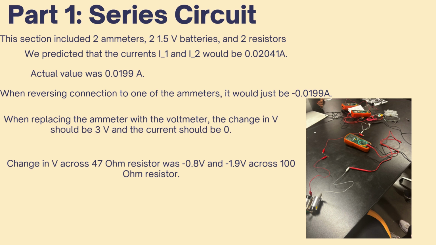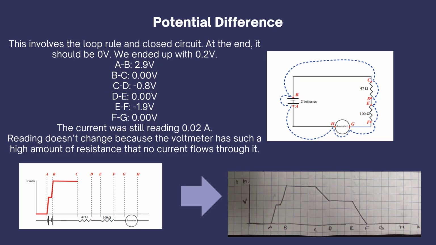The change in V across the 47 ohm resistor was negative 0.8 volts and negative 1.9 volts across the 100 ohm resistor. So these values are important to understand the potential difference. This involves the loop rule and a closed circuit. Our circuit was closed in this scenario, and at the end it should have been 0 volts, but we ended up with 0.2 volts.